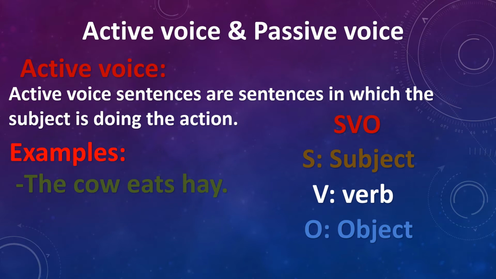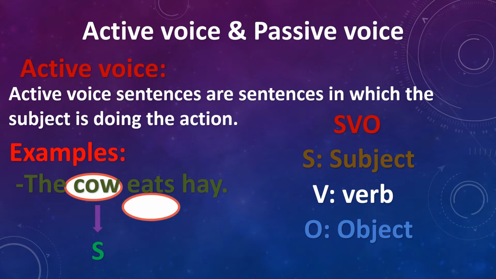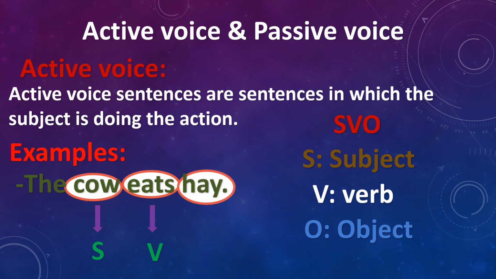The cow eats hay. So in this sentence, where is the subject? The cow. Who eats hay? The cow. So we know the subject here. So the cow is the subject. And what about eats? Eats is the action. So eats here is the verb. And what about hay? Hay here is the object because it receives the action. So this sentence is an active voice sentence.